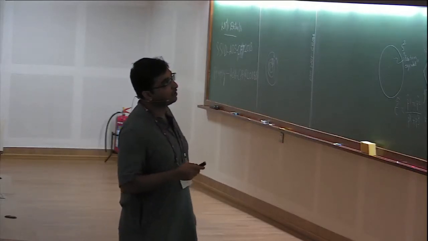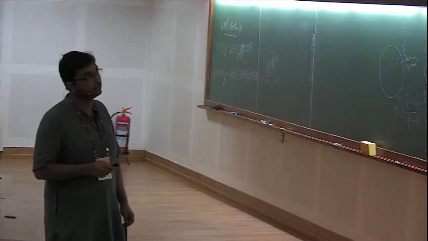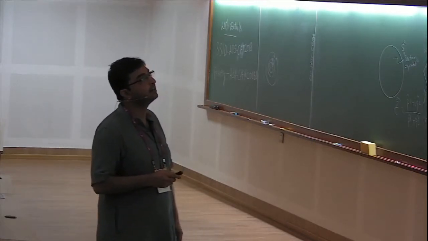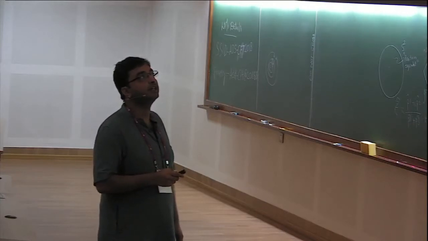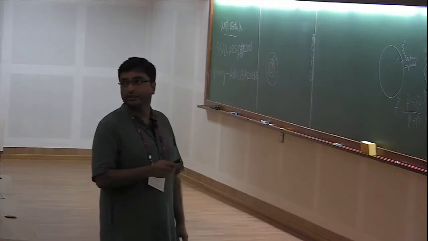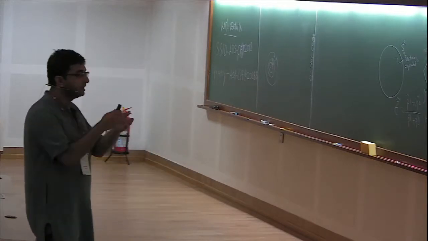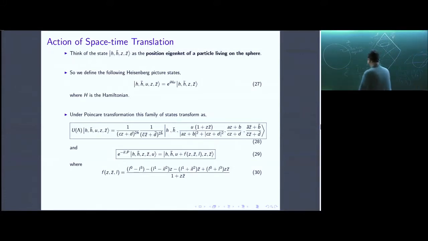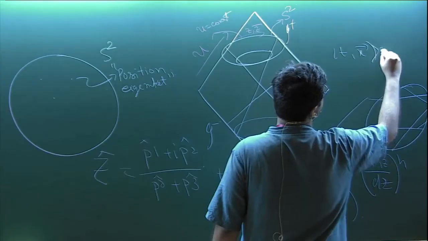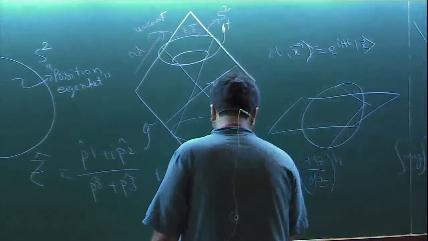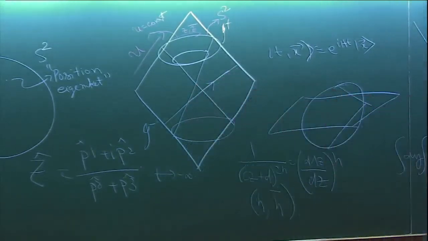Now, by analogy with non-relativistic quantum mechanics, let's define these states, which I call HH bar u ZZ bar, as just e to the power iHu acting on this state. So these states are defined like the t x states; usually we define these states as like e to the power iHt acting on the x state.